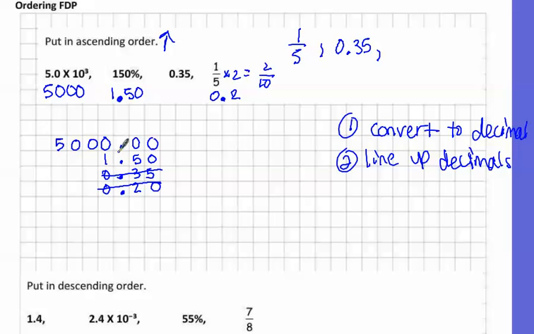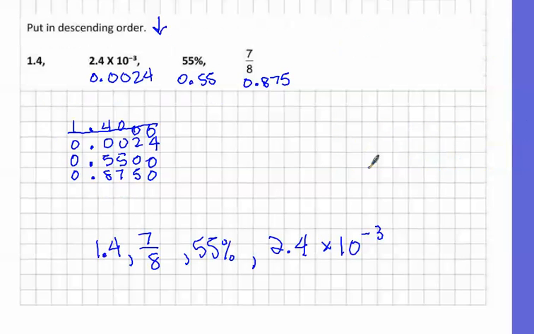The next highest is 1 and 5/10, which was 150%. Then finally, 5 times 10 to the third power. Pause the video and try the next set of numbers, putting them in descending order. Check your answers with the problem below.